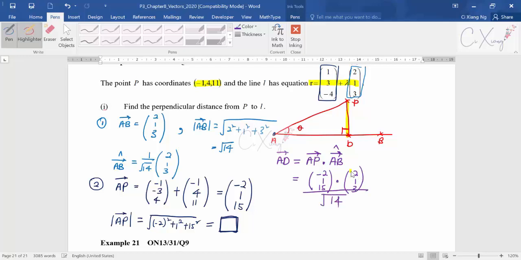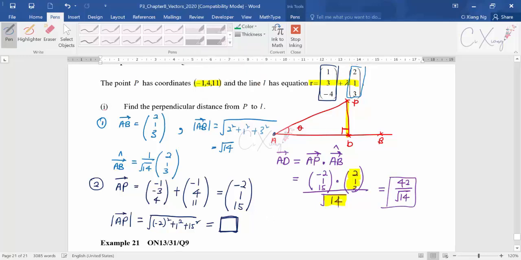I just want to let you know that this is the unit vector of AB. Okay, all right, so once you substitute and you try to simplify, you should get 42 over square root 14. All right, so this is actually the value already for AD, the modulus.